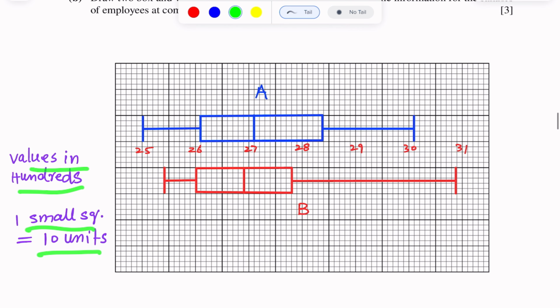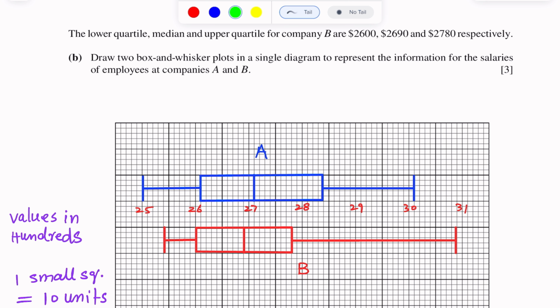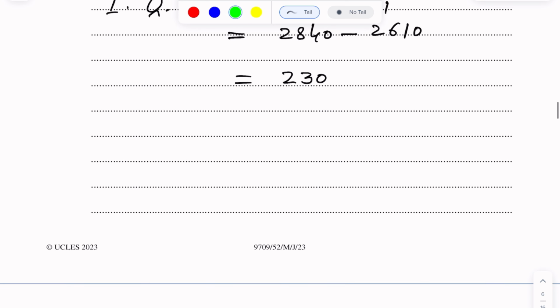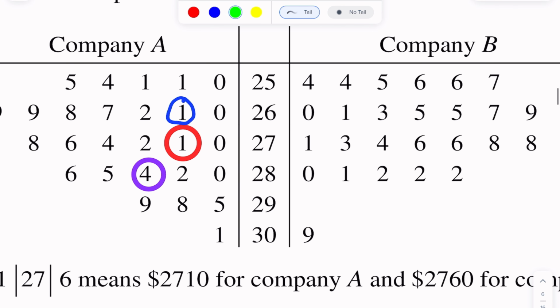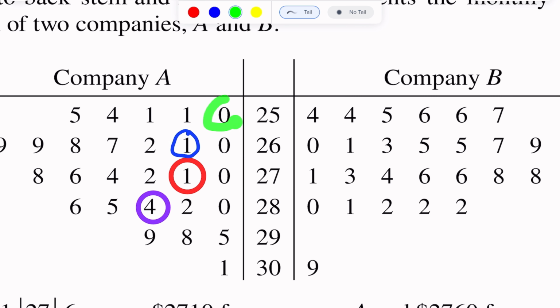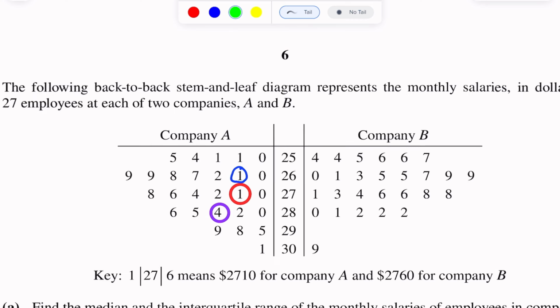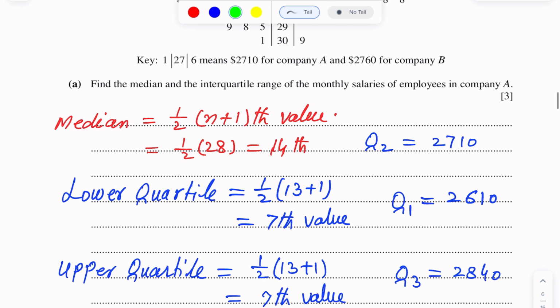So we have drawn first the diagram for company A. This is the lowest value, this is the highest value. This line shows the lower quartile, this shows the upper quartile, and the mid line shows the median. In the same way, I have drawn the diagram for company B. You can check, 2500 is the lowest value for company A. This is the lowest value, 25 means 2500 according to the key.